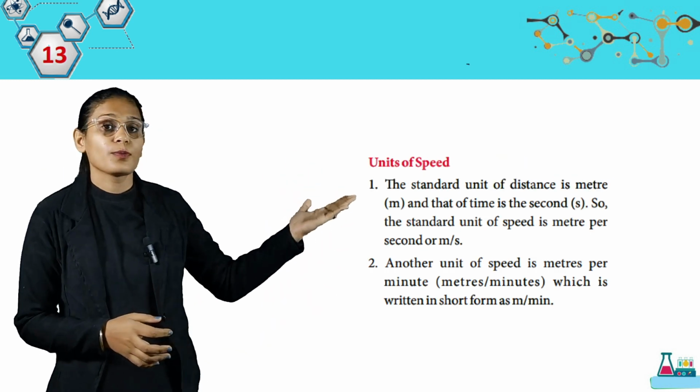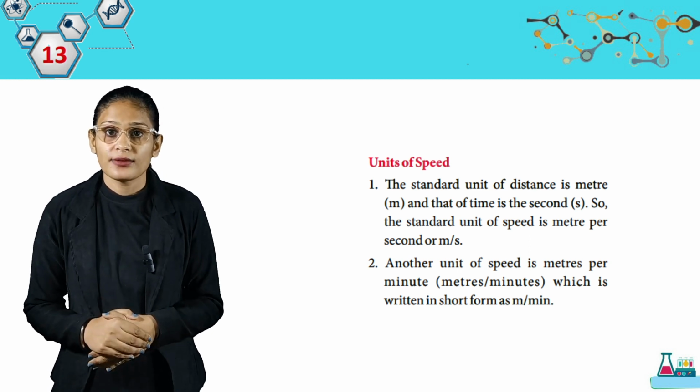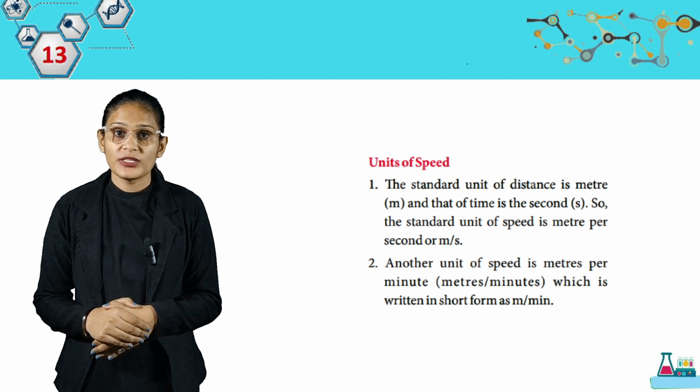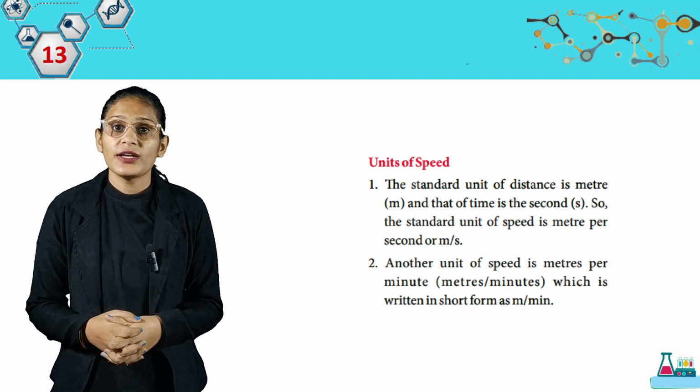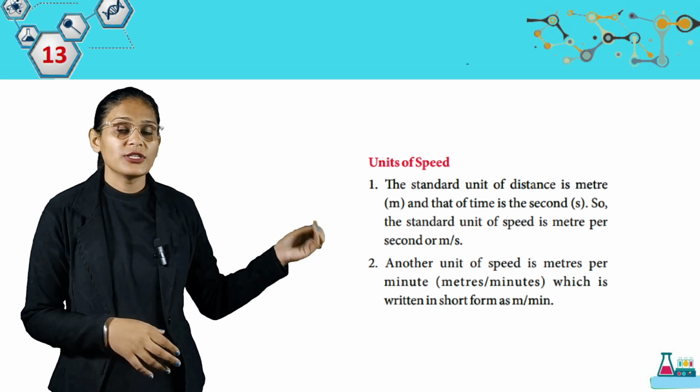Here, units of speed. The standard unit of distance is meter and that of time is second. So, the standard unit of speed is meter per second. Another unit of speed is meters per minute, which is written in short form as m/min.